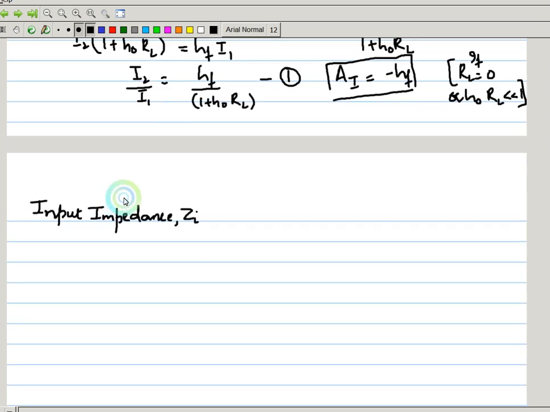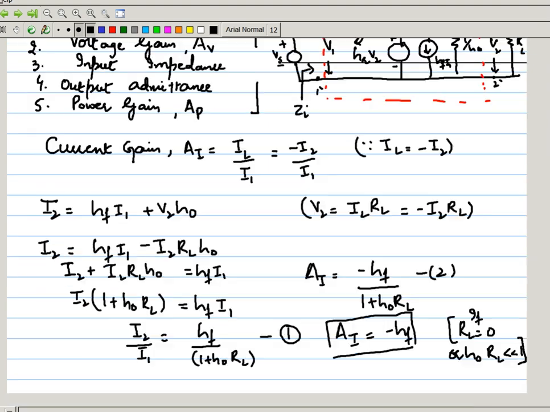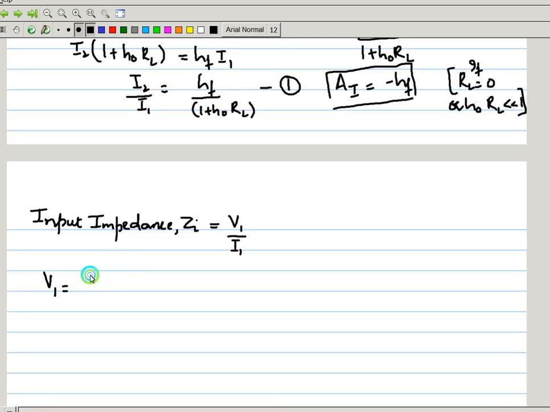Okay, so you already know that the input impedance Zi will be equal to V1 by I1. So find out this ratio. Now after applying KVL to the input circuit, we will get that voltage V1 will be equal to the current multiplied by the resistance, that is the voltage drop across hi, plus the voltage source of hr into V2. So we can write V1 is equivalent to hi into I1 plus hr into V2.